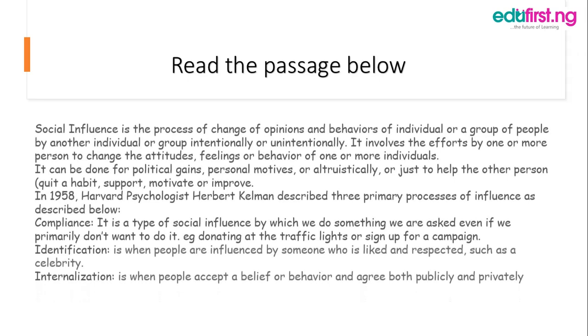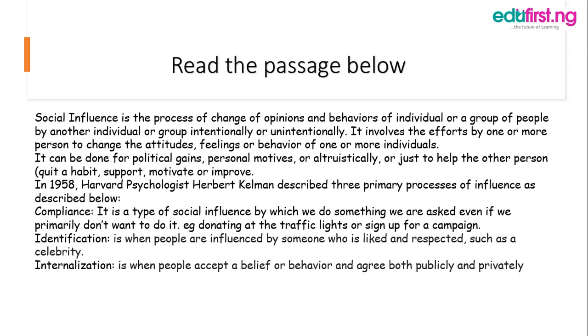Now let's read this passage below. Social influence is the process of change of opinions and behaviors of an individual or a group of people by another individual or group, intentionally or unintentionally. It involves the effort by one or more persons to change the attitudes, feelings, or behavior of one or more individuals. It can be done for political gains, personal motives, or just to help the other person quit a habit, support, motivate, or improve. In 1958, Harvard psychologist Herbert Kelman described 3 primary processes of social influence as described below.